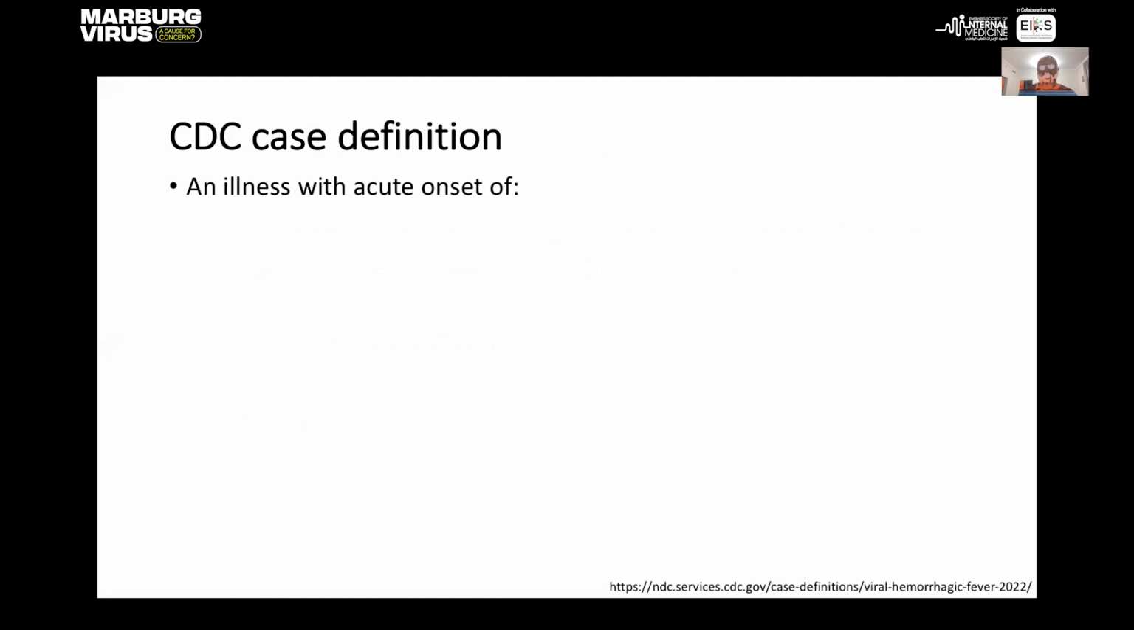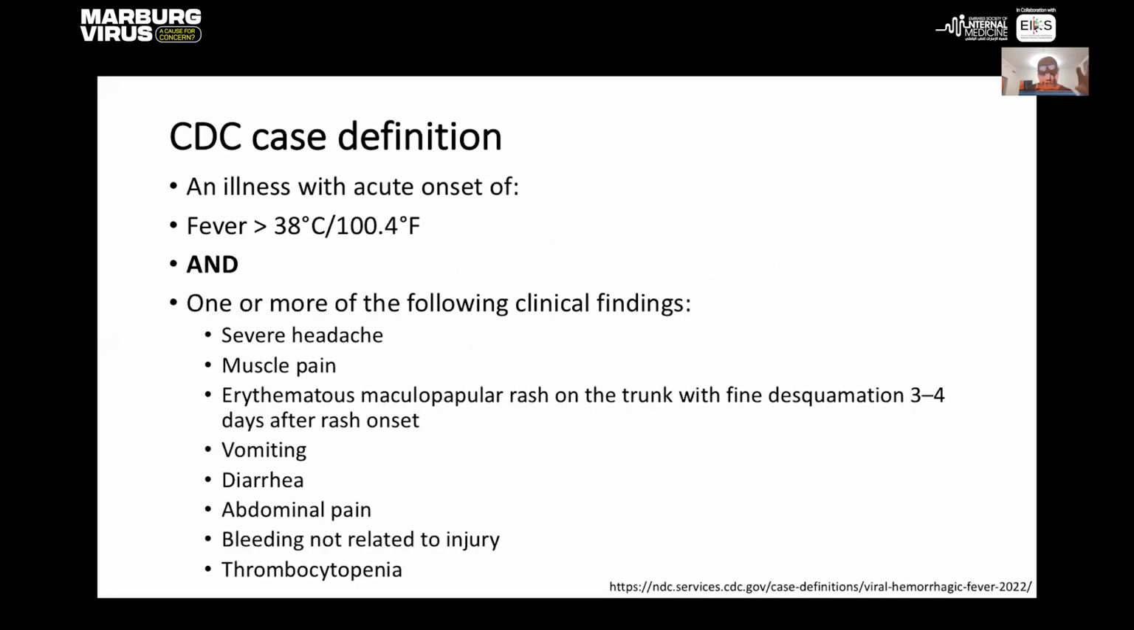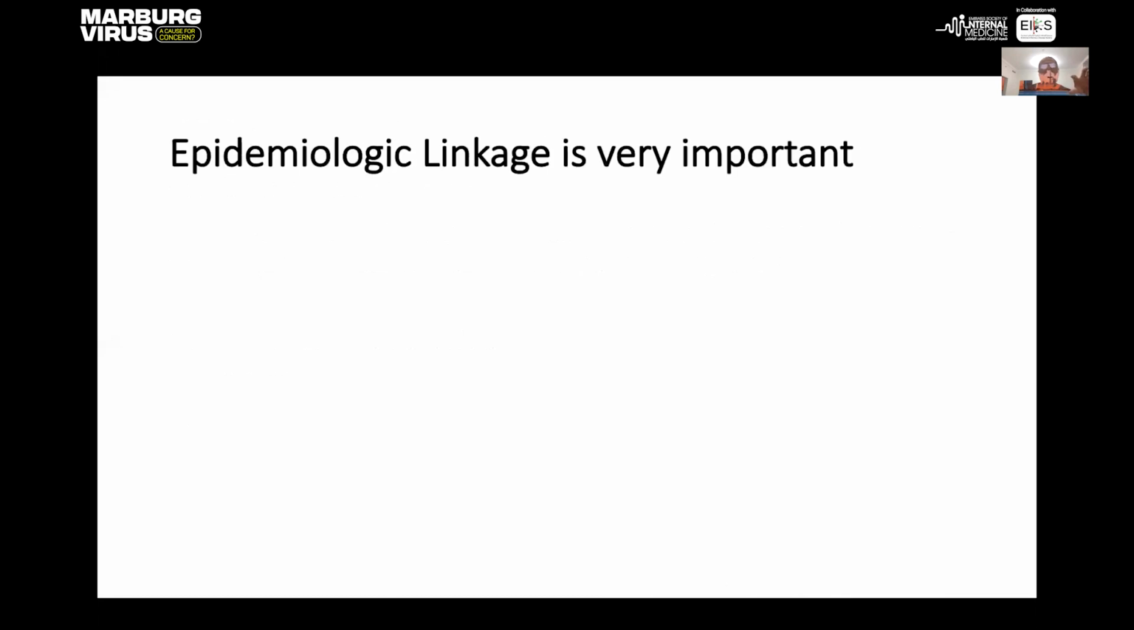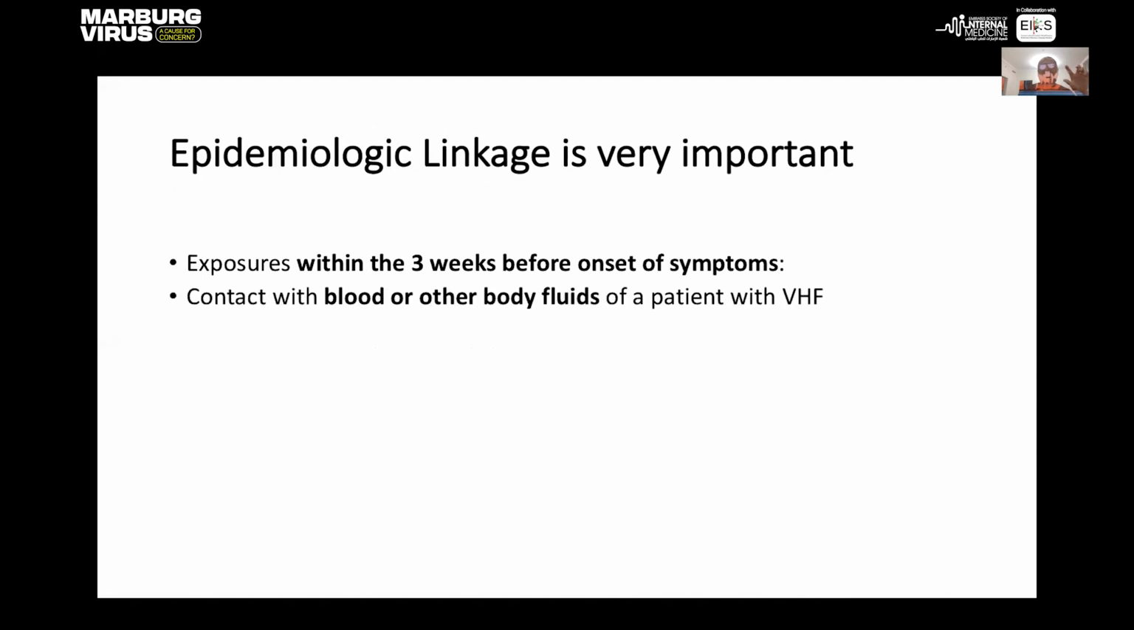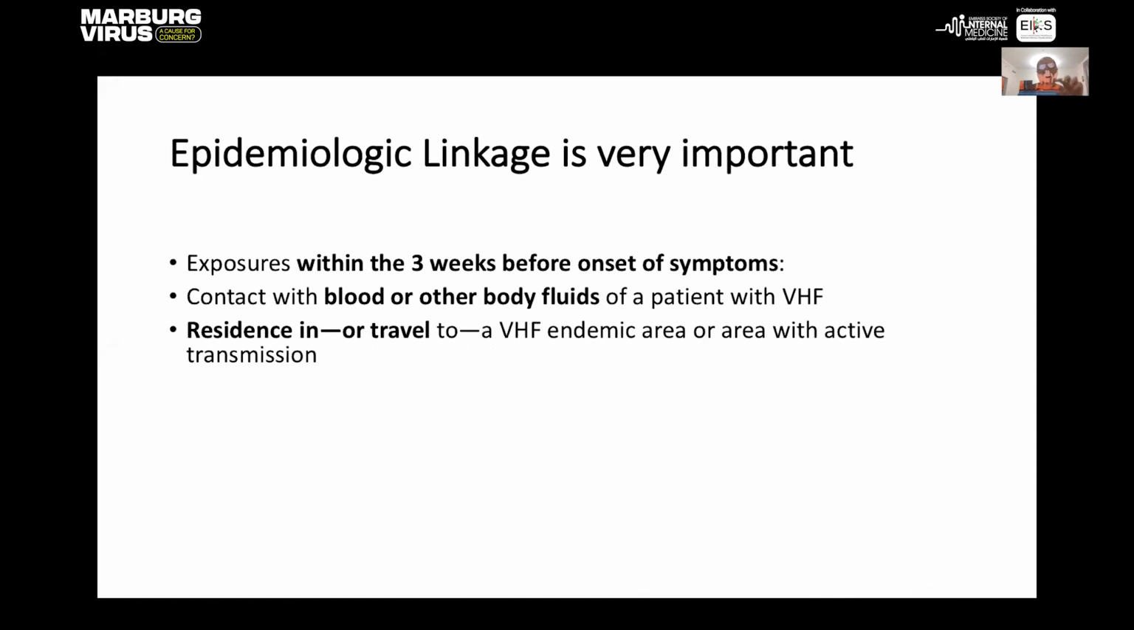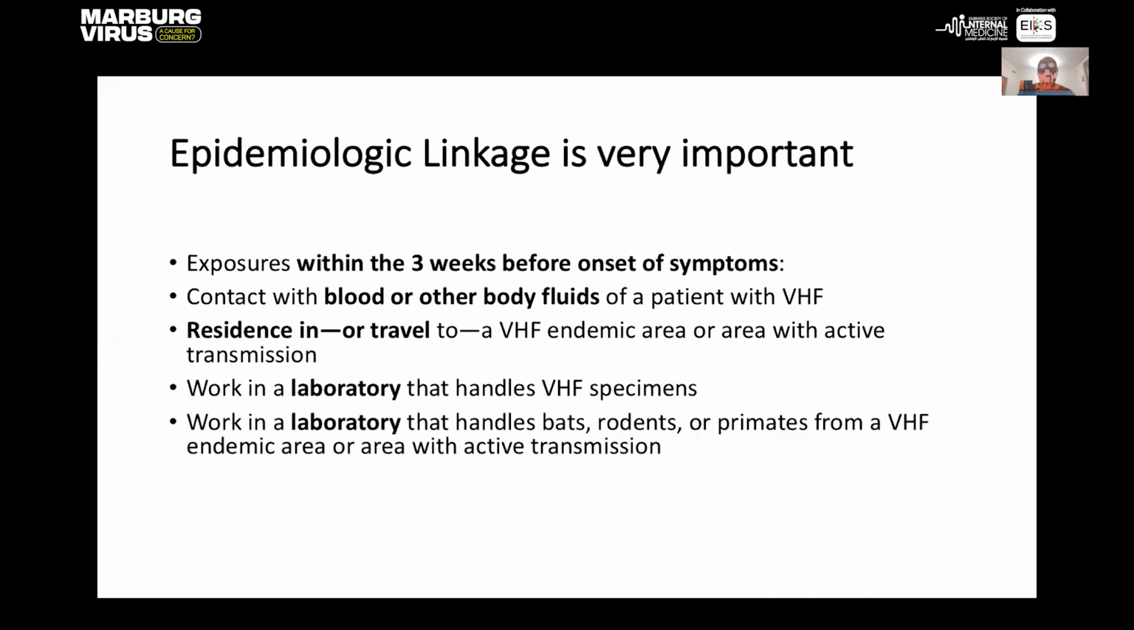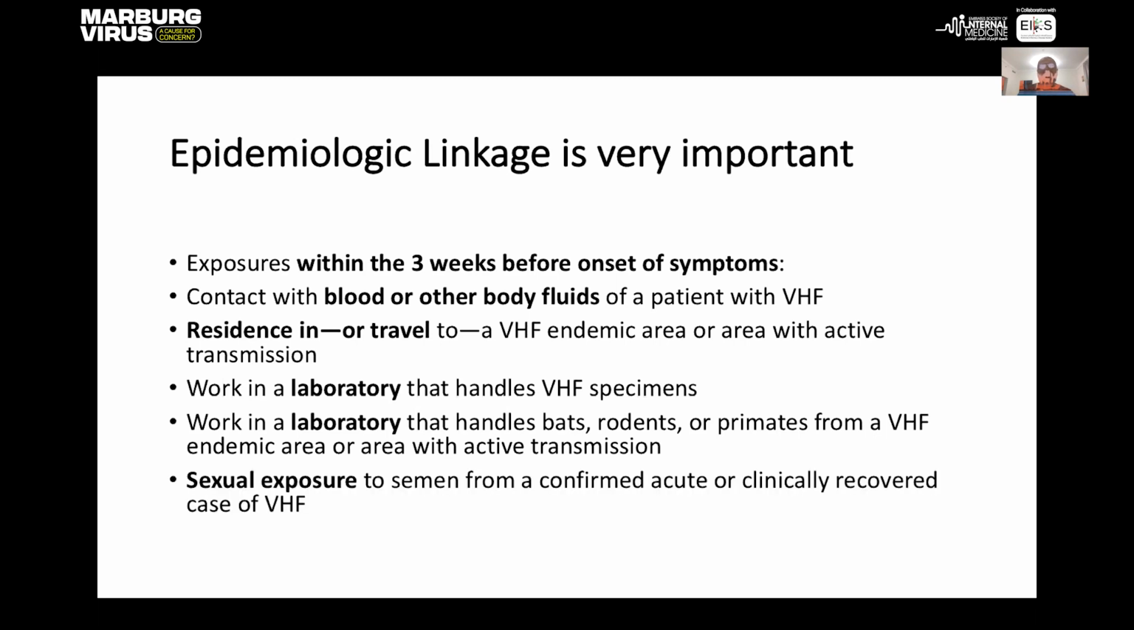Now, the CDC case definition, I think, will be discussed, but I would want to focus on the signs and symptoms. If you have a patient with fever and any of these symptoms, that is headache, muscle ache, vomiting, diarrhea, abdominal pain, or thrombocytopenia, and you have this epidemiological linkage, like for 3 weeks before the onset of symptoms, there is exposure to blood or body fluids with viral hemorrhagic fever. There is residence or travel to a viral hemorrhagic fever endemic area. Or you are a worker in a lab which handles these specimens, or you are a veterinary doctor or person working on the veterinary side handling bats, rodents, or primates in an endemic country.